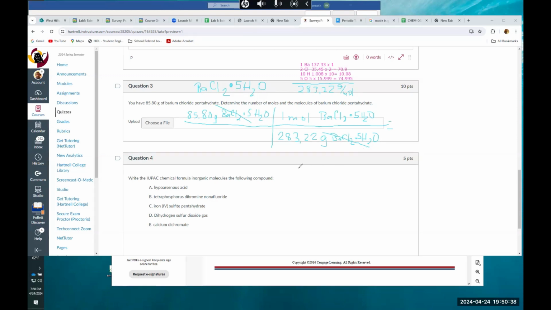Okay. So if we do that math, what are you going to end up with for our moles? A long list of numbers, but we're going to keep our significant three, so hopefully 0.303. Okay.